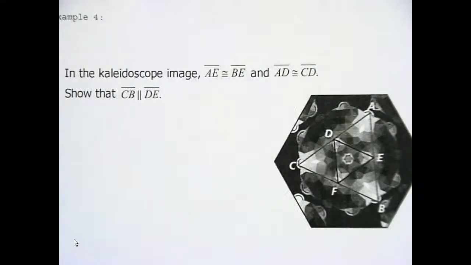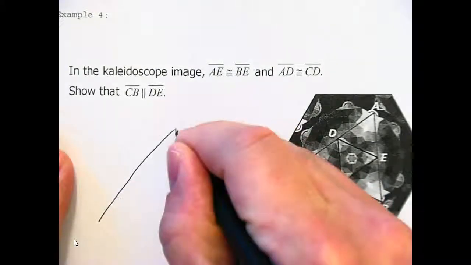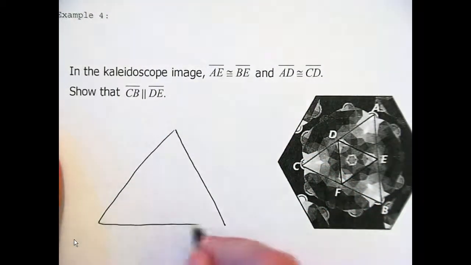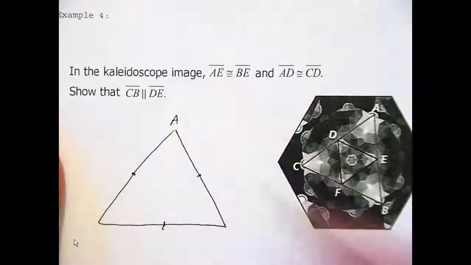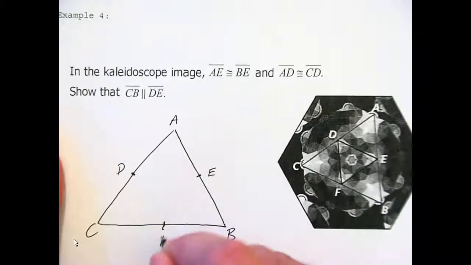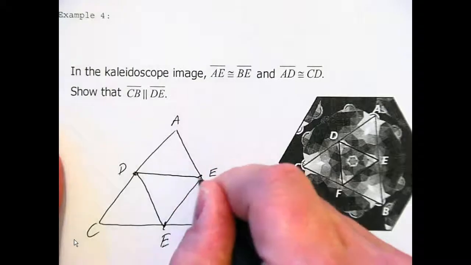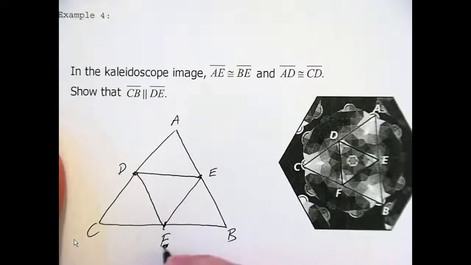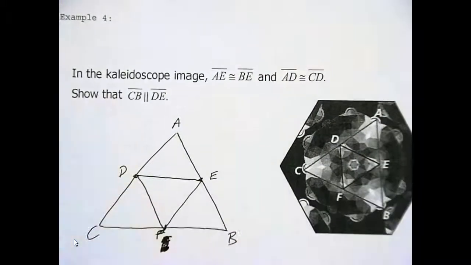If we know that AE is congruent to BE, I'm going to redraw this triangle just so we can see it a little better. It won't be amazing, but it'll work. We have A, B, C, D, E, and F. Is it not an F? Oh, I didn't put an E. How about like that? That's ugly. That's still not amazing, but that's okay. D, E, F.